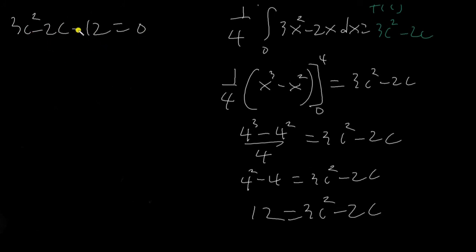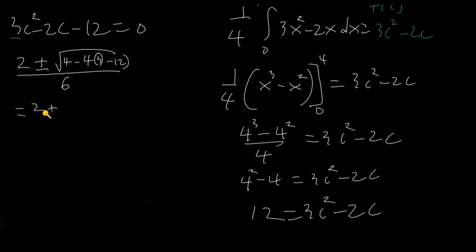I don't see a way to solve this without either completing the square or using the quadratic formula, but we have a coefficient there. Completing the square is going to be an absolute pain, so let's just use the quadratic formula. So we have 2 plus or minus square root of 4 minus 4 times 3 times negative 12 all over 2a, so all over 6. It's going to be 2 plus or minus square root of 148 all over 6.